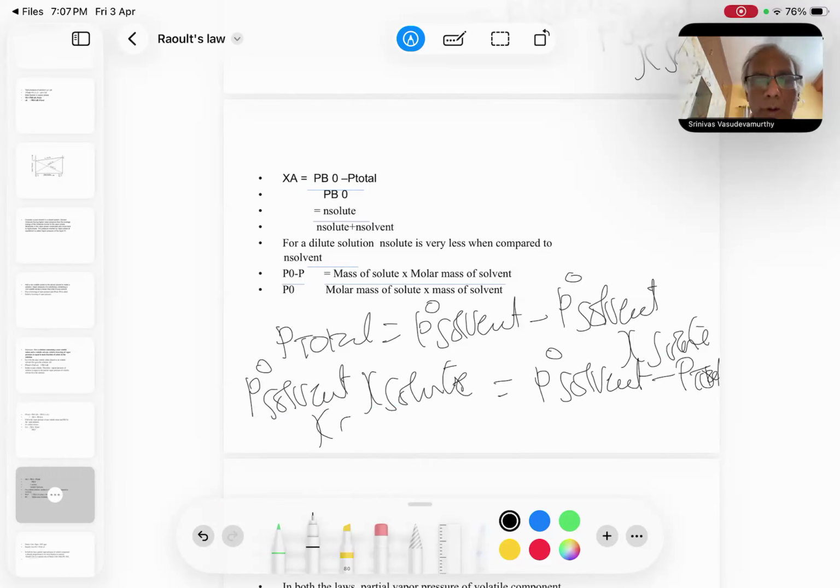Or I can write mole fraction of solute, and the solvent subscript we can remove now, is P naught minus P by P naught here. Mole fraction is P naught minus P by P naught. This is what we get in this case. P naught minus P by P naught is the mole fraction of solute.